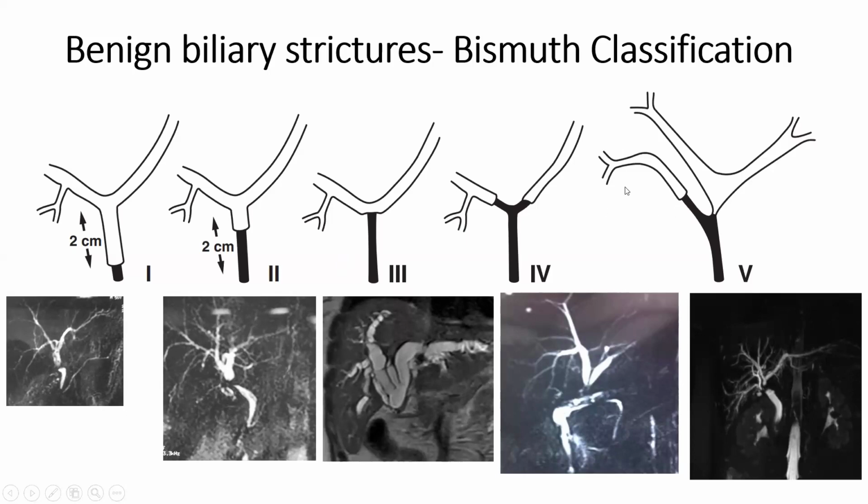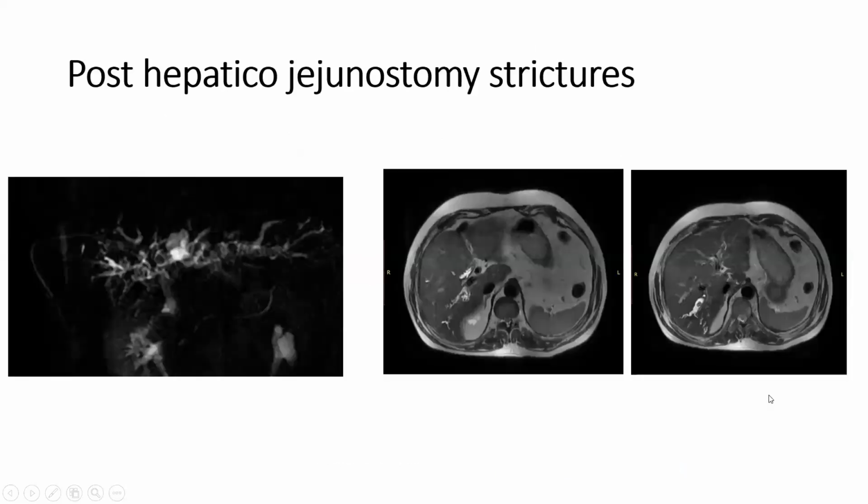And a type 5 stricture, where you have an aberrant right hepatic duct, which is separated, which is involved along with involvement of the CHD. So this is a typical case of a type 5 biliary stricture. Here you can see the aberrant right hepatic duct separated from the rest of the biliary system as well as the CHD. Then we often find post-hepaticojejunostomy strictures.